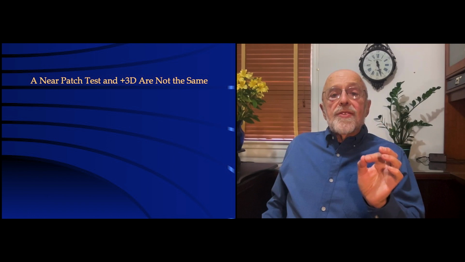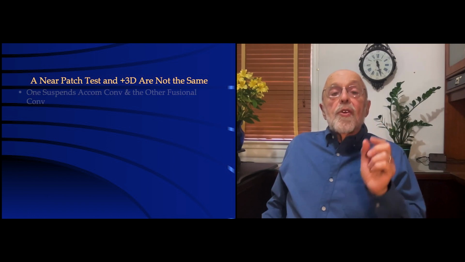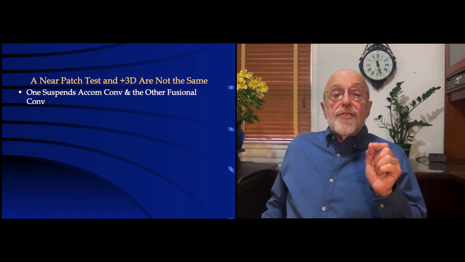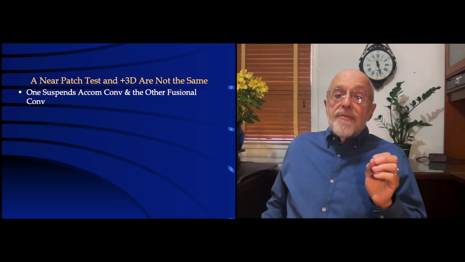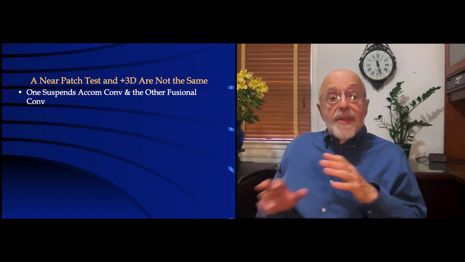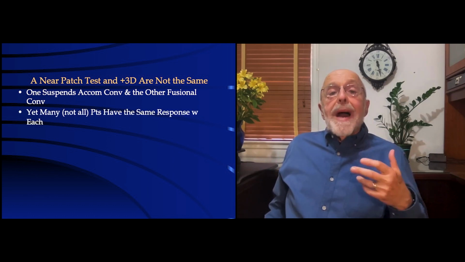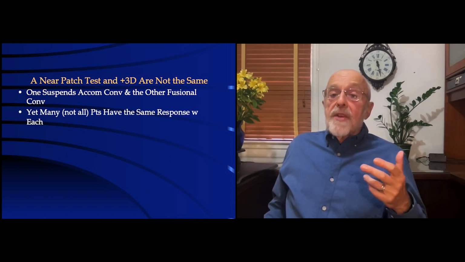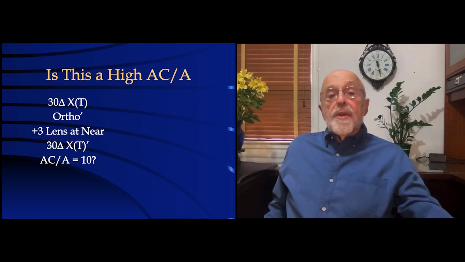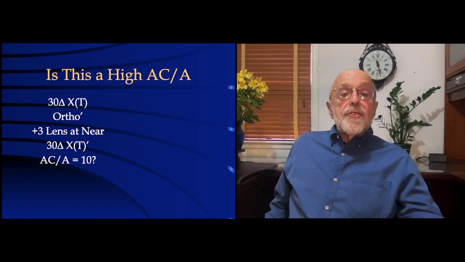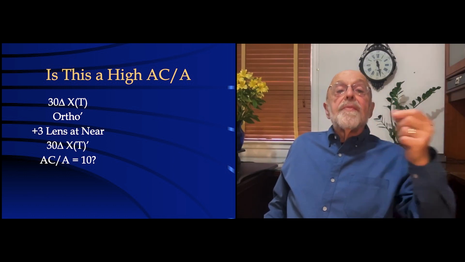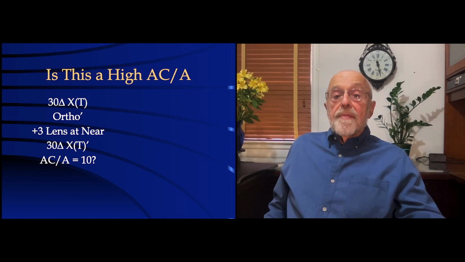Near patch test and +3 lenses. One, the +3 lenses suspends accommodative convergence, and the other, fusional convergence, two different types of convergence. So how can many, but not all, patients have the same response to each? Let's look at this hypothetical patient. 30 distance, ortho at near. With +3 lenses at near, the deviation increases to 30.